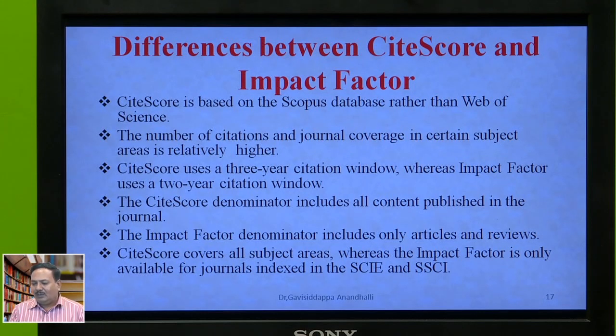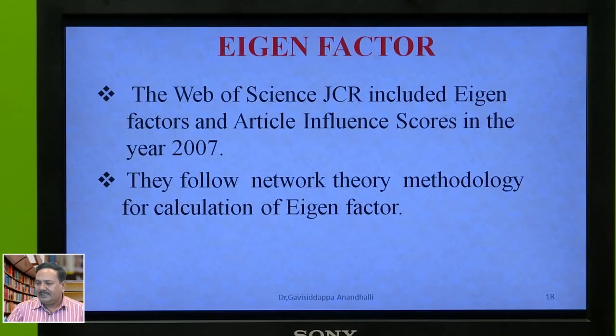The impact factor denominator includes only articles and reviews, whereas CiteScore covers all document types. CiteScore covers all the subject areas, whereas impact factor only covers journals indexed in the Science Citation Index and Social Science Citation Index.